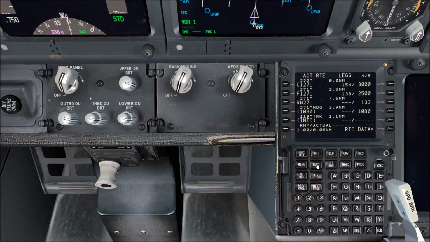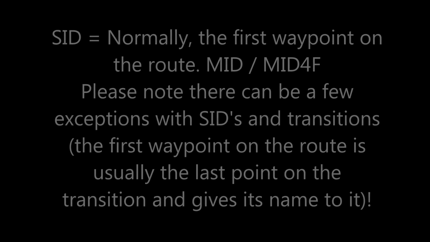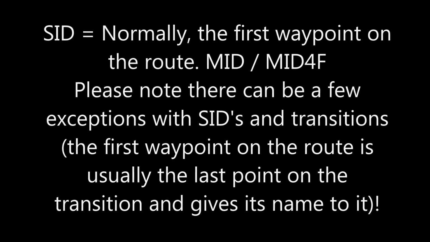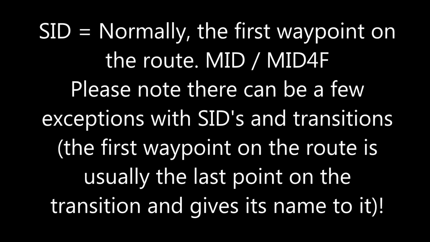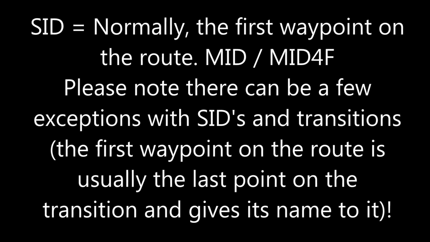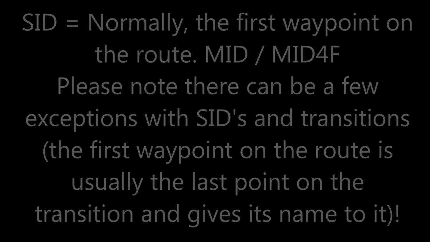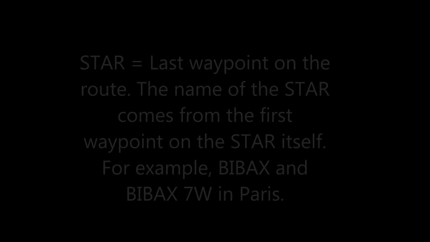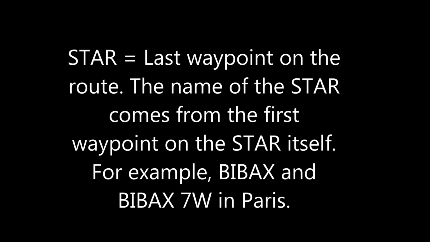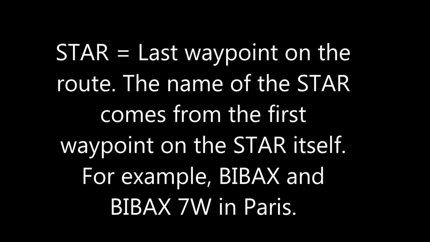So to sum things up, we can say that the SID is normally the first waypoint on the route, for example Midhurst and the Midhurst 4 Foxtrot departure. However, there can be a few exceptions with SIDs and transitions, and the first waypoint on the route is usually the last waypoint on the transition, which gives its name to it, so that's something to bear in mind. And then for the stars, the star is usually the last waypoint on the route, and the name of the star comes from the first waypoint on the star itself. So for example BBAC's and the BBAC's 7 Whiskey in Paris.